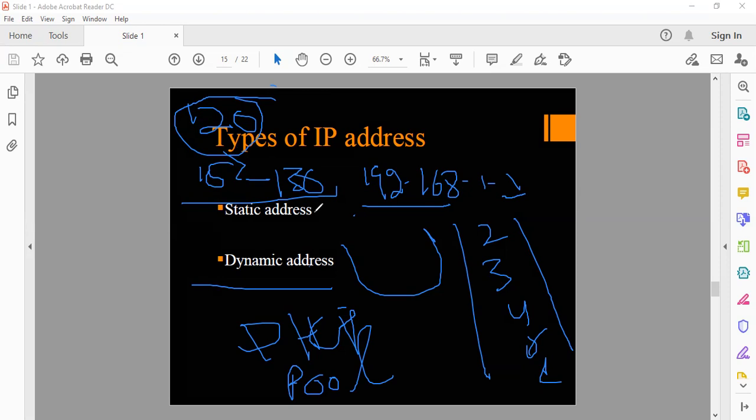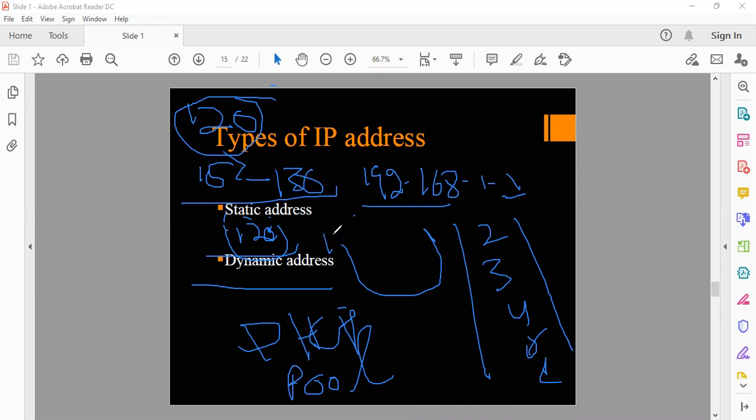We will study DHCP in our lab, and how we create a pool for a DHCP server. This pool, as you have 120 IP addresses in your pool, will be dynamically assigned to any user. It is not static.